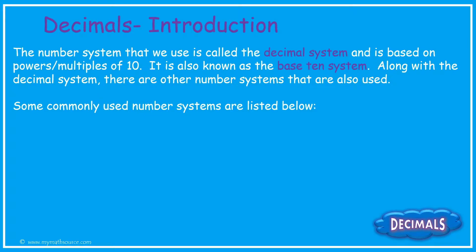The number system that we use is called the decimal system and is based on powers and multiples of 10. It is also known as the base 10 system. Along with the decimal system, there are other number systems that are also used.